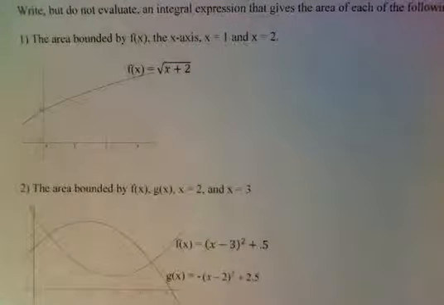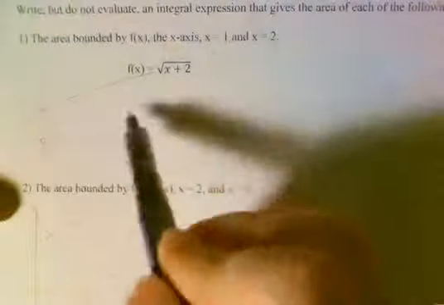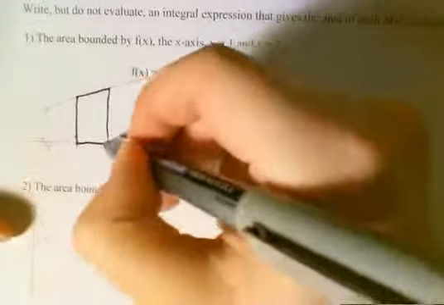So let's look at some examples here. Write but do not evaluate an integral expression that gives the area of each of the following. So that just means we're going to set it up just like we were just doing, but we don't have to find a number, which is what evaluating means. So the area bounded by, that just means that there's a boundary. F of x, that's this. The x-axis, that's down here. And that's the line x equals 1 and x equals 2. So we're looking at this area right here.